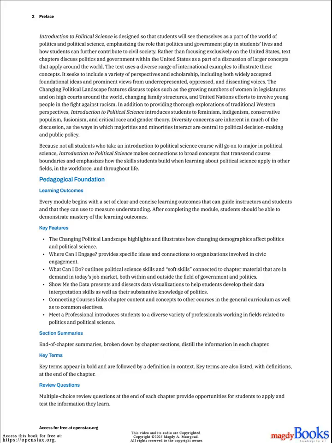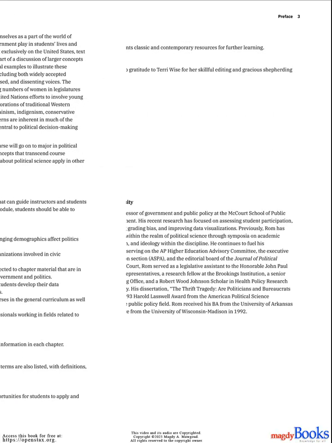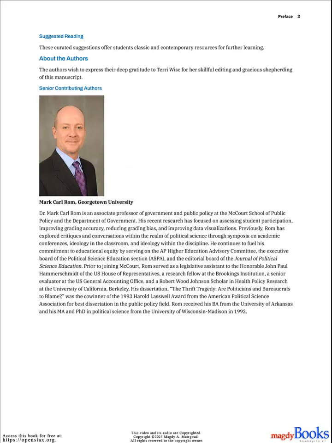End of chapter summaries, broken down by chapter sections, distill the information in each chapter. C. Key Terms. Key terms appear in bold and are followed by a definition in context. Key terms are also listed, with definitions, at the end of the chapter. D. Review questions. Multiple-choice review questions at the end of each chapter provide opportunities for students to apply and test the information they learn. E. Suggested reading. These curated suggestions offer students classic and contemporary resources for further learning.